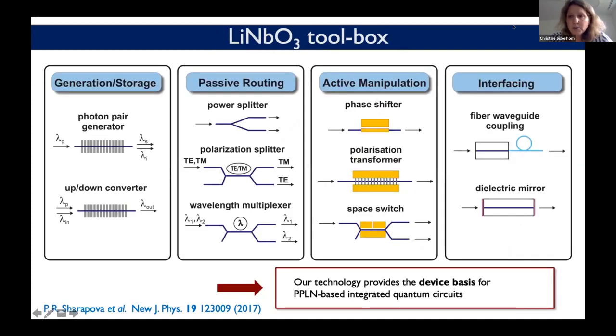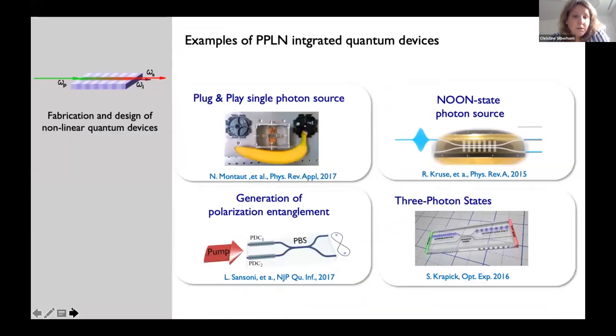This is the toolbox which is available, as I demonstrated. You have generation and storage of states, which can be done in these platforms. You have passive routing like in all integrated platforms. You have the benefit of active manipulation, which can be fast phase switches, polarization transformers, or also switches in the spatial domain. And interfacing should also not be neglected. For example, you want to have very highly efficient fiber coupling, or you can also build up resonators. The technologies which we're developing in Paderborn provide the device basis for PPLN-based linear circuits.